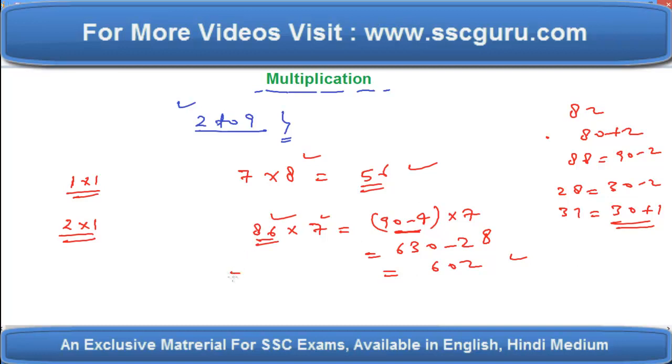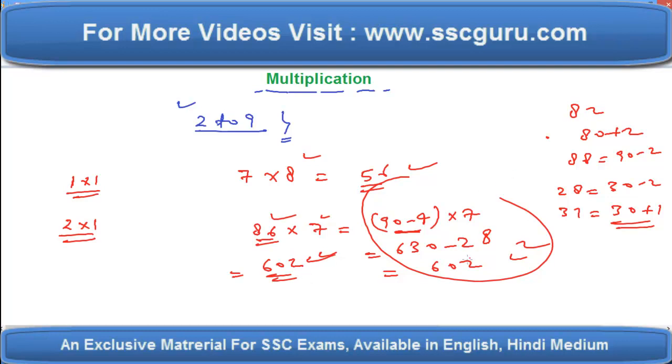Here we know that it is 90 minus 4, and 7 9s are 63, so 630. We will keep 630 in our mind, and then subtract 7 4s, which is 28. 630 minus 28 equals 602. After some practice and concentration, we can eliminate all these steps and calculate it mentally. We know that 86 means 90 minus 4, 7 9s are 630, minus 7 4s are 28, 630 minus 28. It is not a big task to get the answer 602.